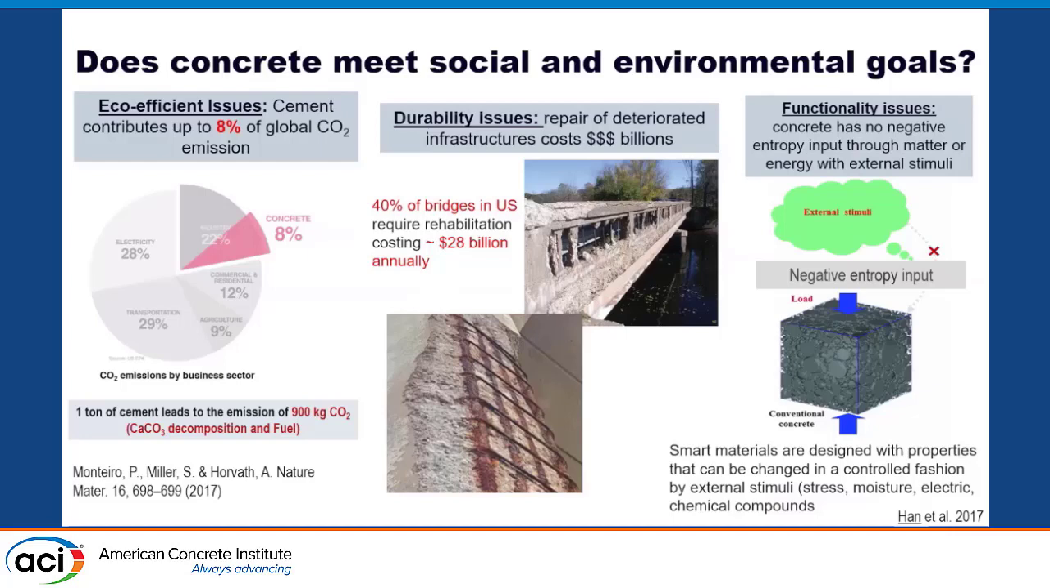Another point is durability issues. For example, 40% of the bridges in the United States require rehabilitation at a cost of $28 billion per year, also due to climate change, more hurricanes, more floods, and so on. The third is functionality issues. Concrete has negative entropy, so it cannot respond to matter, energy, or any external stimuli. Whatever load, change in moisture, or change in chemical compound it is subjected to, concrete cannot respond, so it has no smart functionalities.